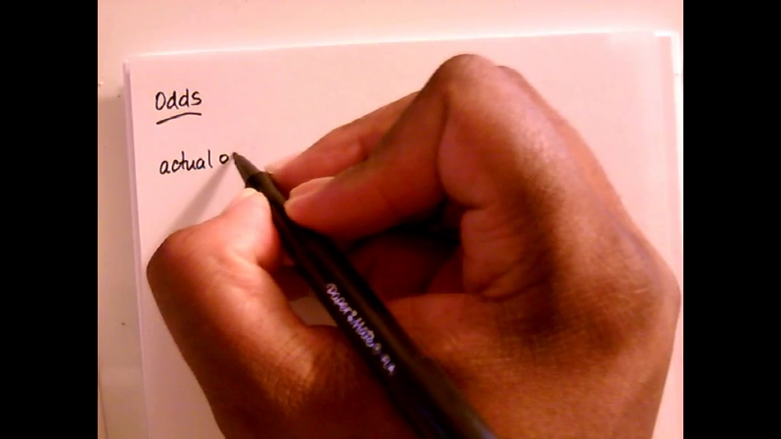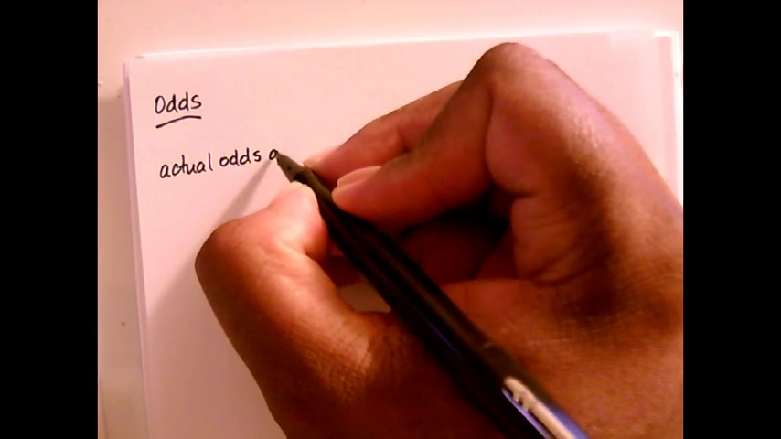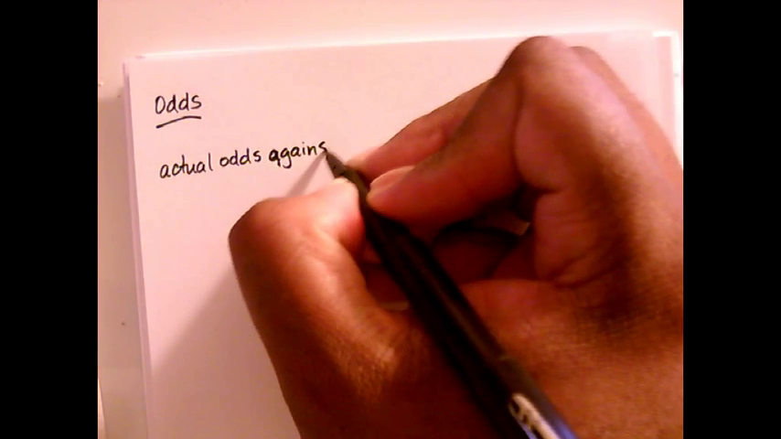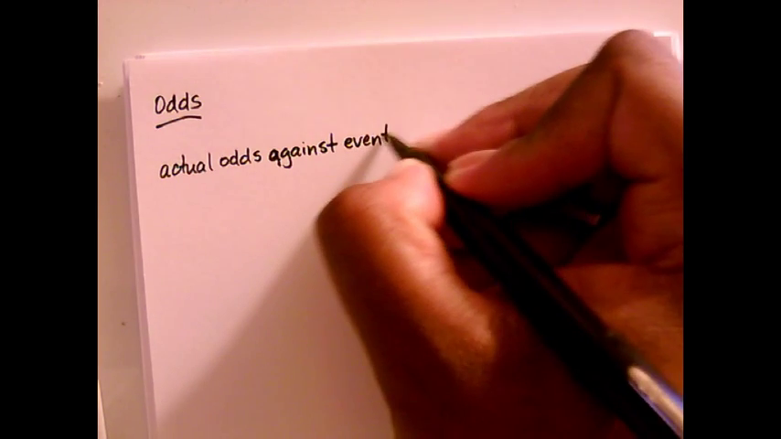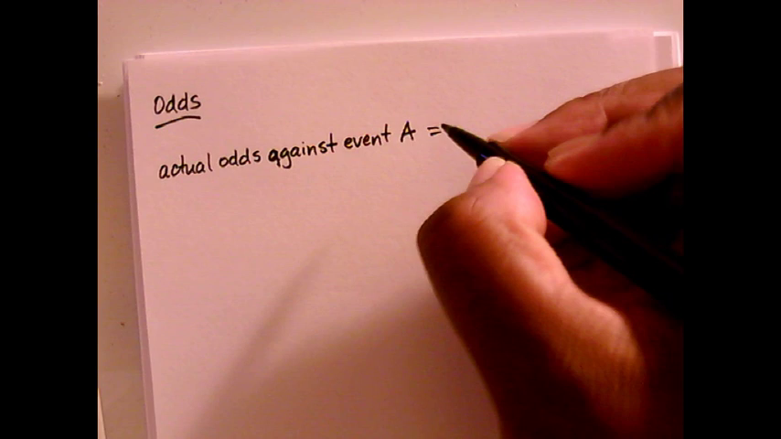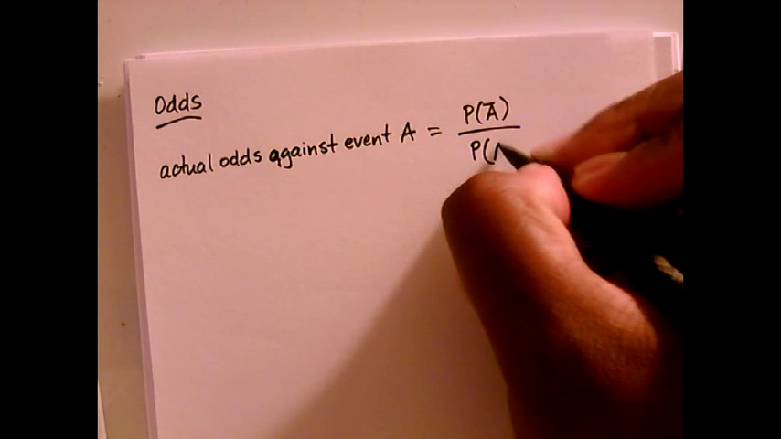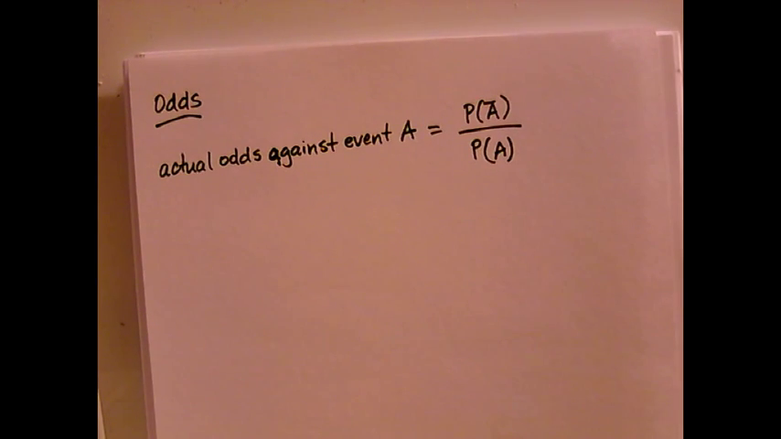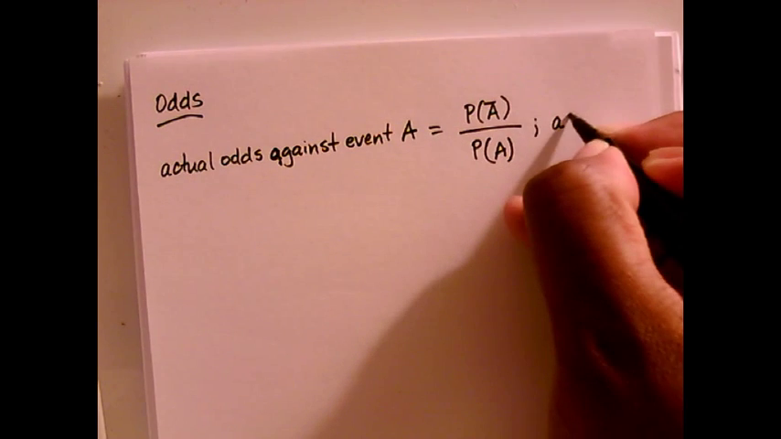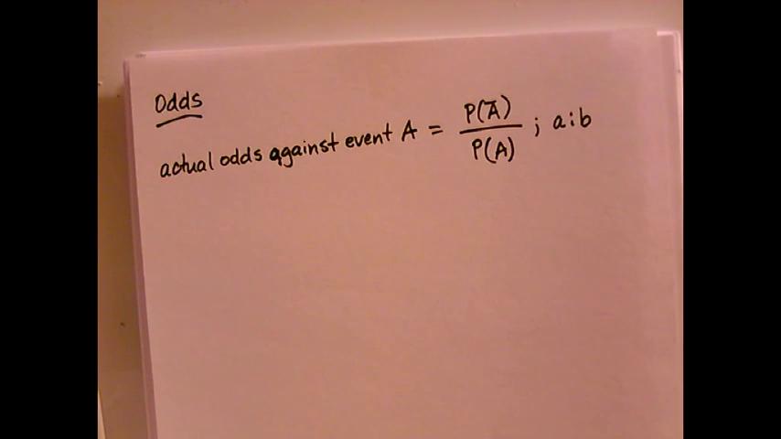Here you have the actual odds against event A. And it's going to be this ratio: the probability of A complement divided by the probability of event A happening. Okay? And sometimes they express this in the form of A with a colon and then B, which means A to B. And here A and B are integers with no common factors in them.